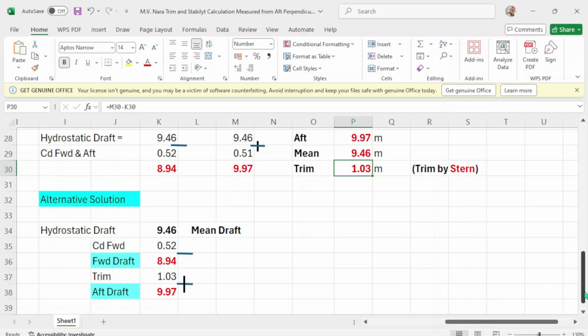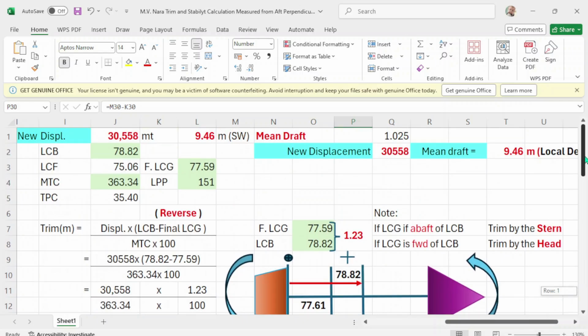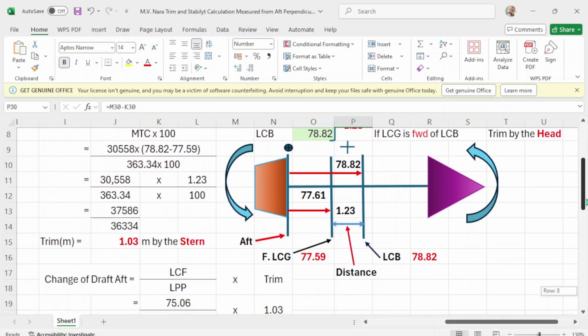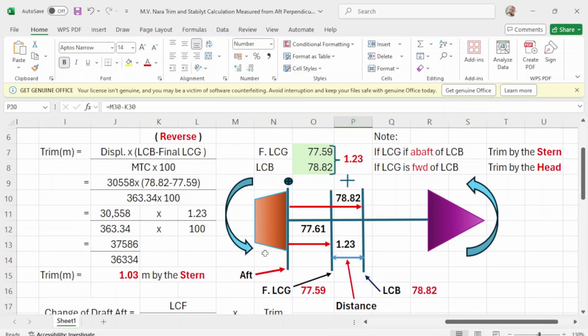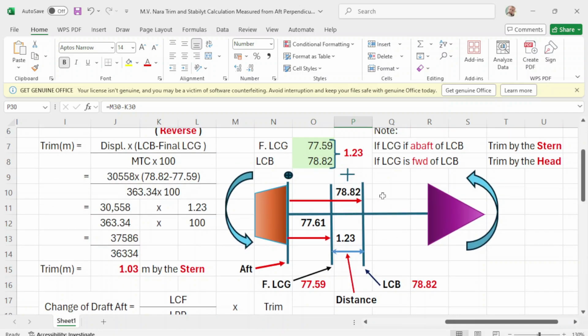Okay, guys, so take note of the operation or the manual computation, and also understand the figures around here, or what's the movement of the vessel. It's very important that you have a drawing or a figure so that you will understand better when it becomes trim by the stern or trim by the head.